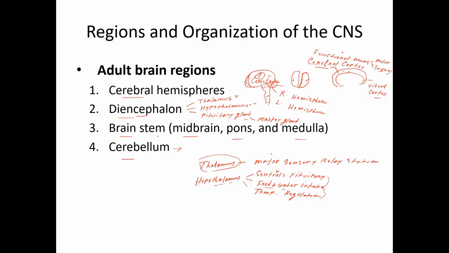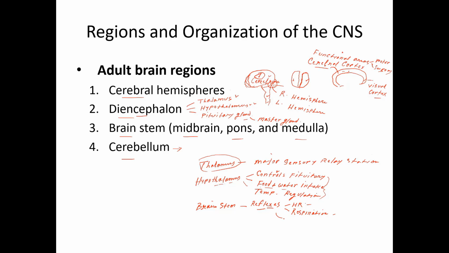Brainstem: midbrain, pons, medulla. The brainstem regulates or controls important reflexes of the body. It controls the heart rate, heart function, respiratory rate or respiration, so breathing and heart function are controlled by the reflexes.